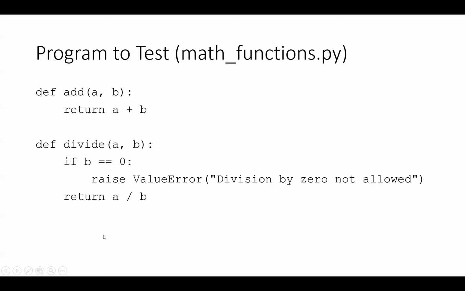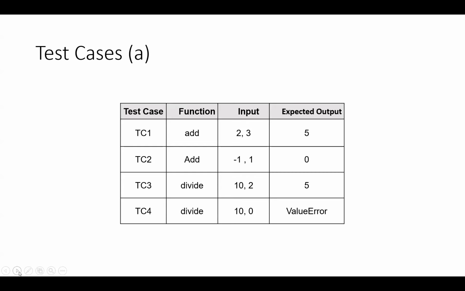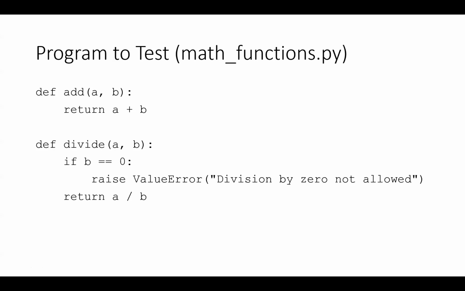Okay, so first, let's look at the test cases, because that's the first thing you have to do. Let's just say we do 4 test cases. We do 2 for addition. We input 2 and 3, and the expected result is 5. For the second addition test, let's say we put -1 and 1. The result should be 0. For the divide, let's do first 10 and 2, where the second number, b, is not 0. You're going to get a value of 5. And let's test that the second number is 0. You should get a ValueError. That's the expected output.